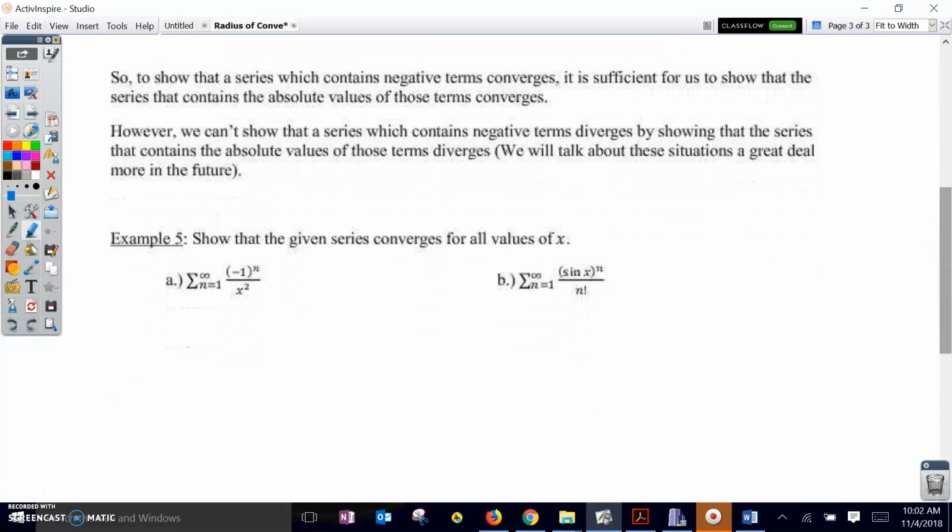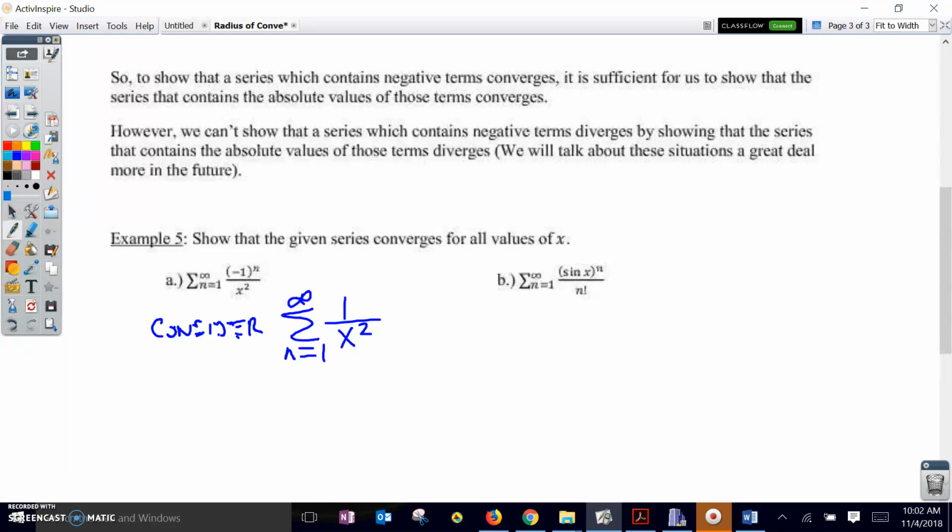All right. Example 5. Show that the given series converges for all values of x. Now, part A has positive and negative terms, with negative 1 to the n over x squared. So instead, I'm going to consider the absolute value of this series. And the absolute value of this series is just the sum for n from 1 to infinity of 1 over x squared.